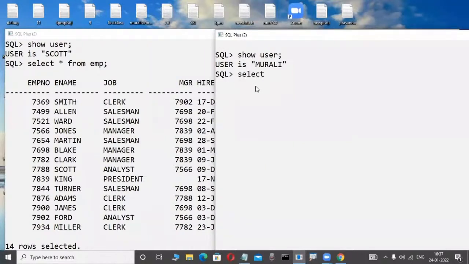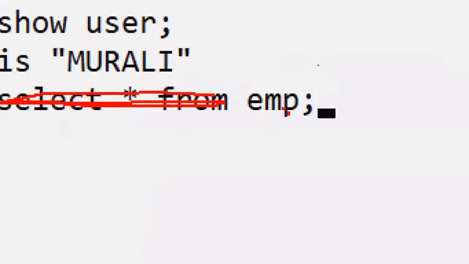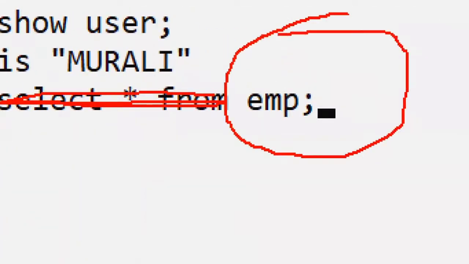SQL language is there in the future. For example, select star from EMP. The Murali user does not have this table, but he is typing some command only. Don't worry, this SQL command in the future. Select star from, the table name EMP. The Murali user is typing only. Possible or not possible? Now, for the Murali user, is the Scott user table visible or not visible?